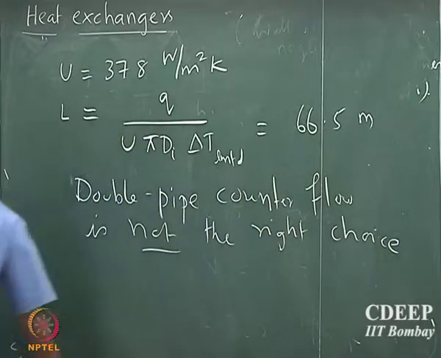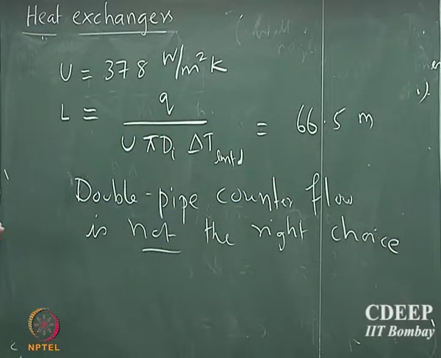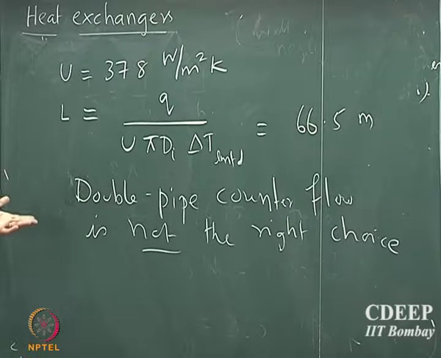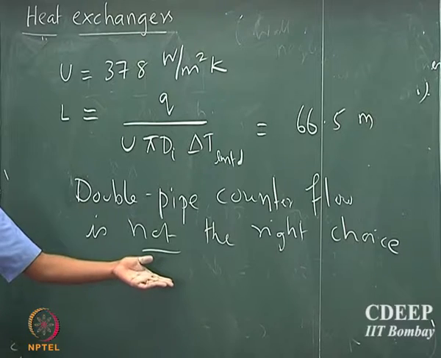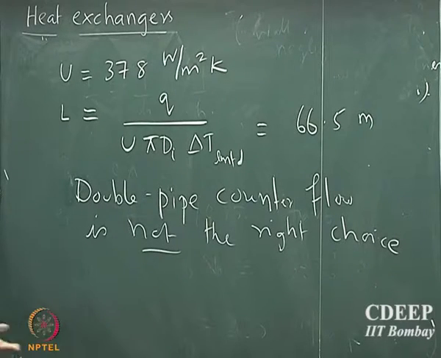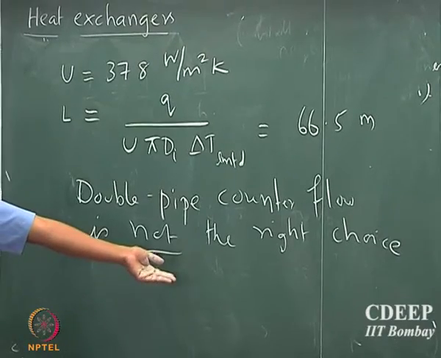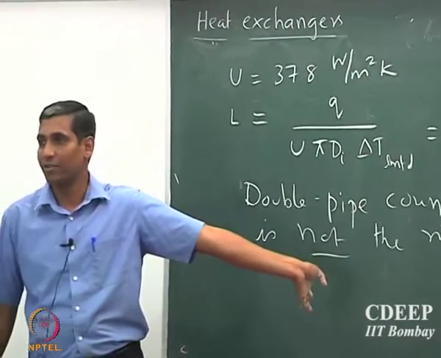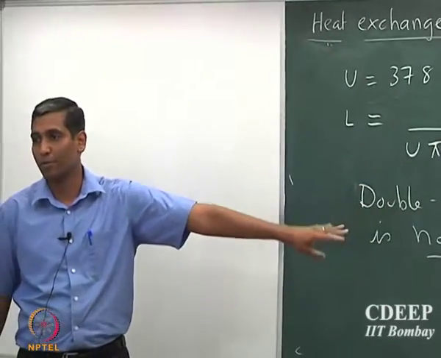It's not the right choice for this problem. It may be a good choice for some other fluid, but definitely not for this system. You really need a different type of heat exchanger to achieve this extent of heat transport for the given conditions. If counterflow is worse, parallel flow is even worse. You never want to use any of these double pipe configurations for such a heat transport problem.